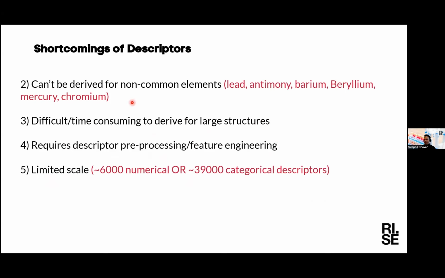The second drawback with descriptors is that when your molecules have carbon, hydrogen, oxygen, nitrogen, it's much easier to calculate these descriptors. But if your structure has non-common elements like lead, antimony, barium, beryllium, mercury, chromium, the software is not able to handle this, and a lot of these descriptors have missing values. So that's the second disadvantage. They can't be derived for non-common elements.